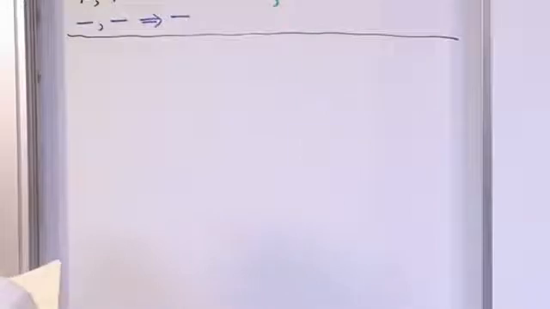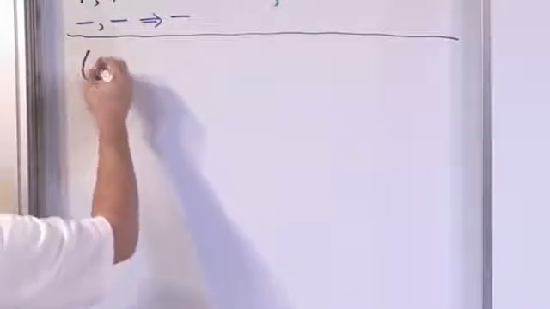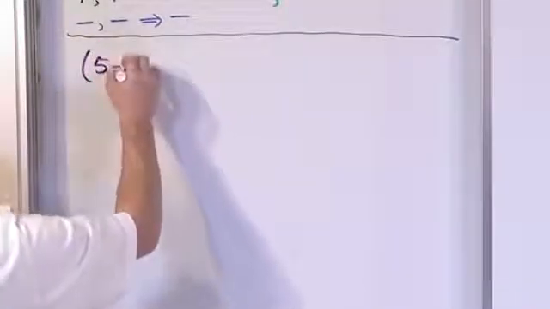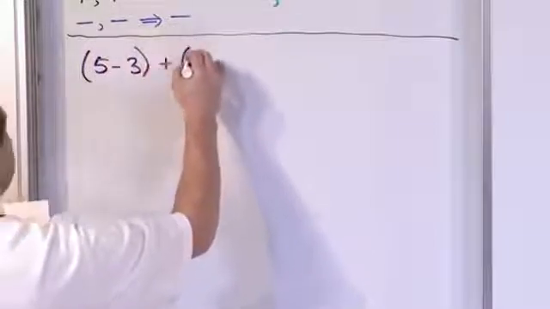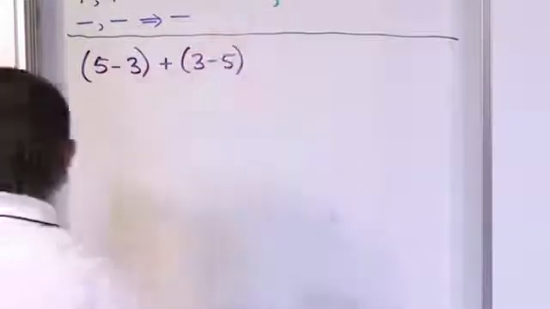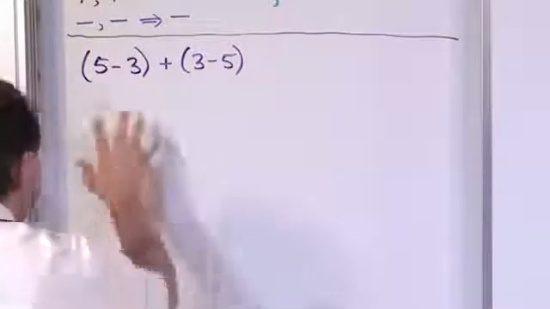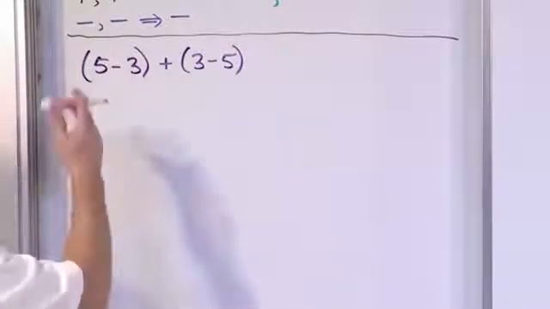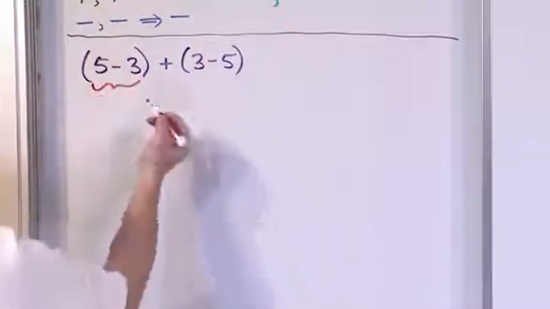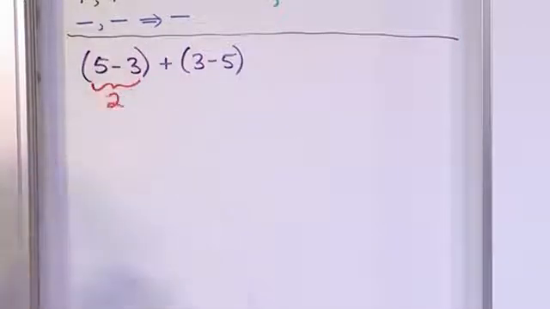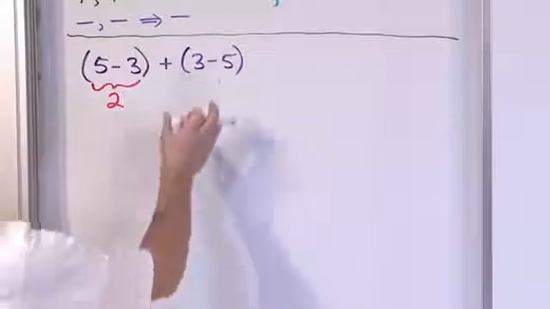All right, let's just do a couple more here, and we'll call it a day. Let's say we have 5 minus 3 plus 3 minus 5. All right? So the first one here, we have to do what's inside the parentheses first. The first one here is really easy because 5 minus 3 is what we've done from first grade. That's just 2. Okay? The second one is 3 minus 5.